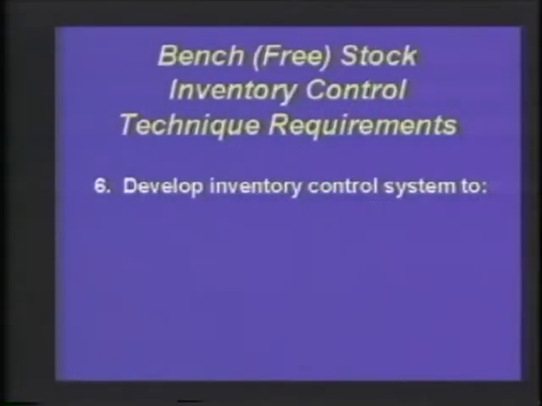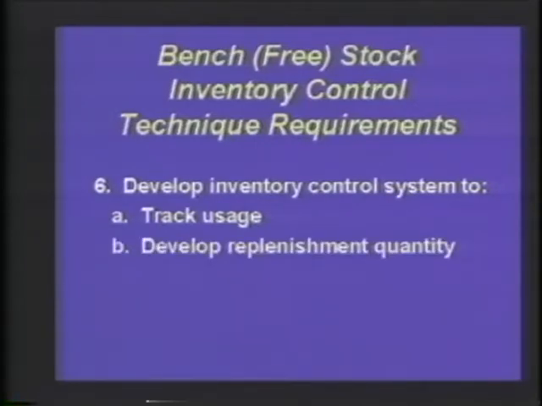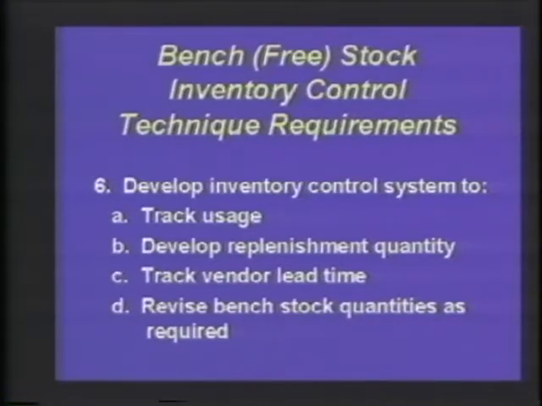item number 6 indicates that we want to test the system, so we're going to track the usage. We're going to develop the replenishment quantities, and those could be changed based upon the actual usage pattern. And that usage pattern is actually recorded on the inventory record by part number. We're going to make certain that we're tracking the vendor lead times, because again, we're going to use maybe a min-max system for these bench stock items, and then we're going to revise the bench stock quantities, like I said a moment ago, as required.